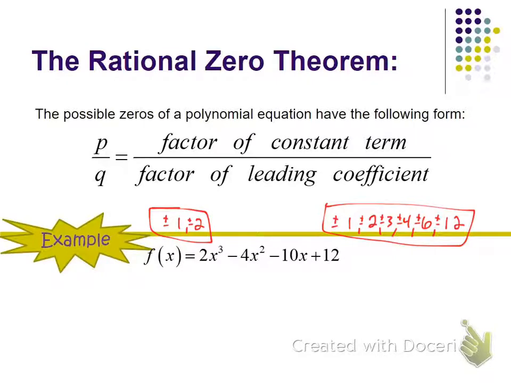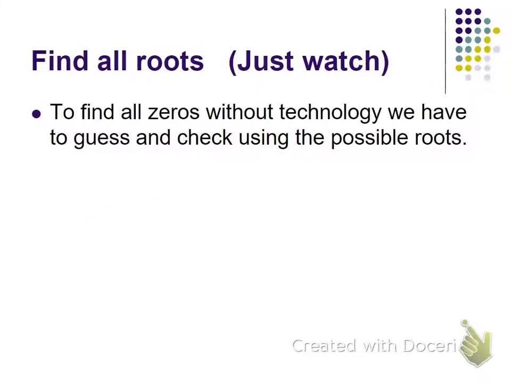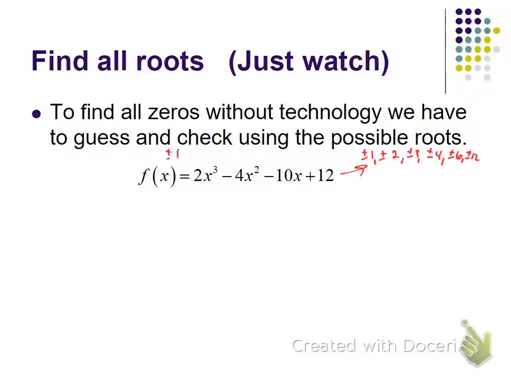Okay? Now, I got more room on the next screen, so I'm going to move over. So this is something that you don't need to write down anymore. Just kind of watch how this works. So again, we've got plus or minus 1, plus or minus 2, plus or minus 3, plus or minus 4, plus or minus 6, plus or minus 12 as factors of 12. Then we got plus or minus 1, plus or minus 2 as factors of 2. To create our possible zeros, we're going to take our p's over our q's, or in other words, make fractions.